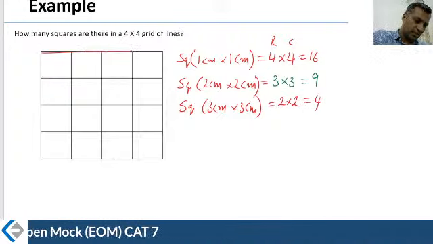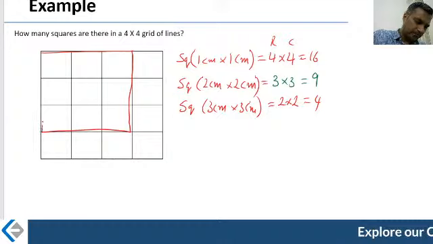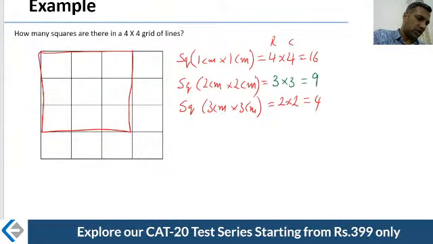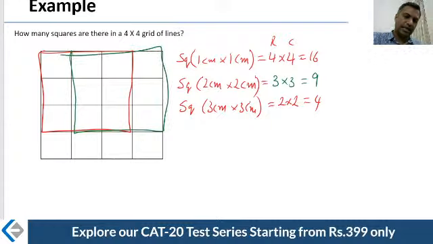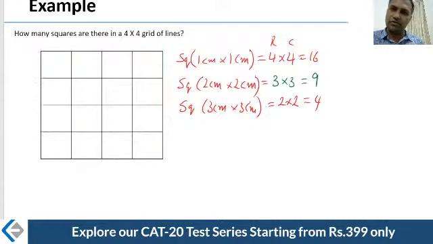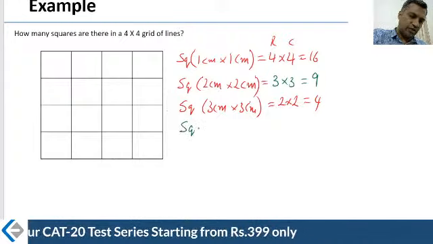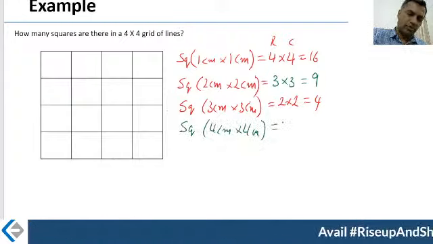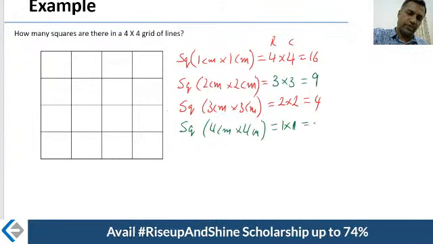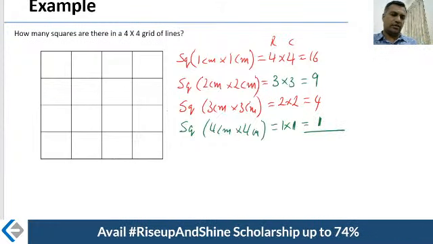What is 3 by 3? Something like this. This is a 3 by 3 square. I can draw another 3 by 3 square. This also would be a 3 by 3 square. Like this, you can identify 2 rows and 2 columns, therefore 4. Similarly, squares of dimension 4 centimeter by 4 centimeter would be 1 by 1, which is equal to 1. That's the answer.